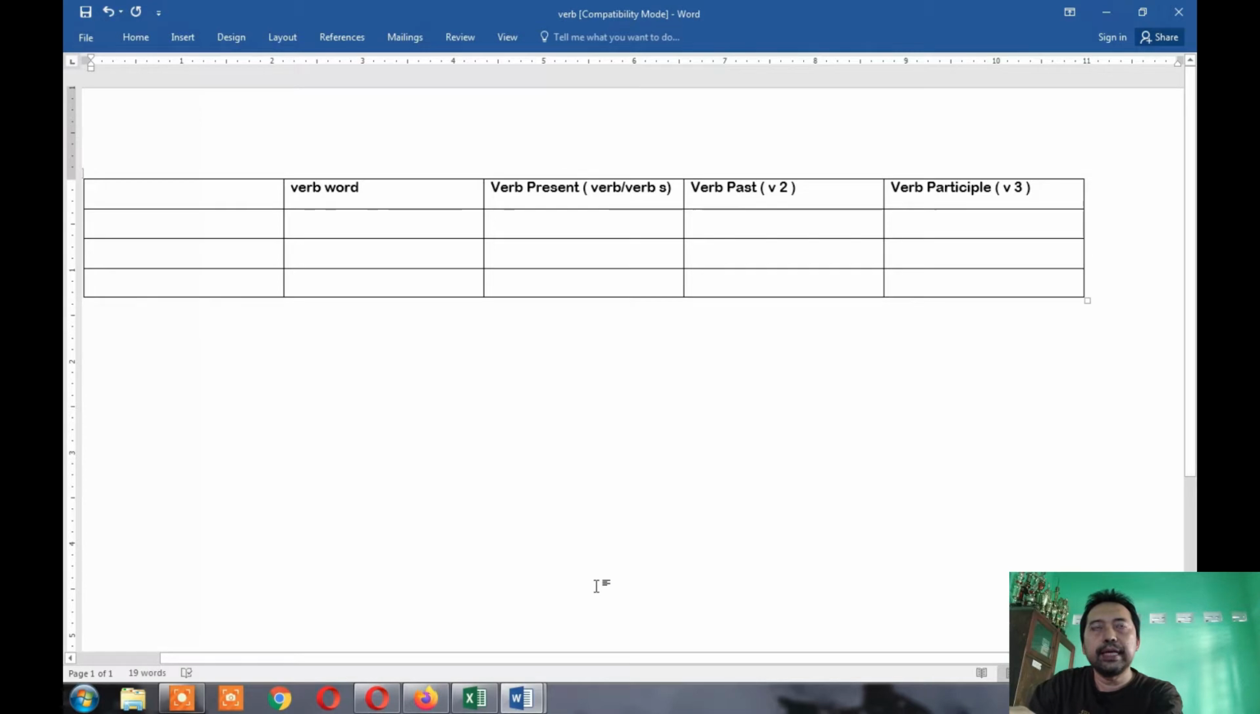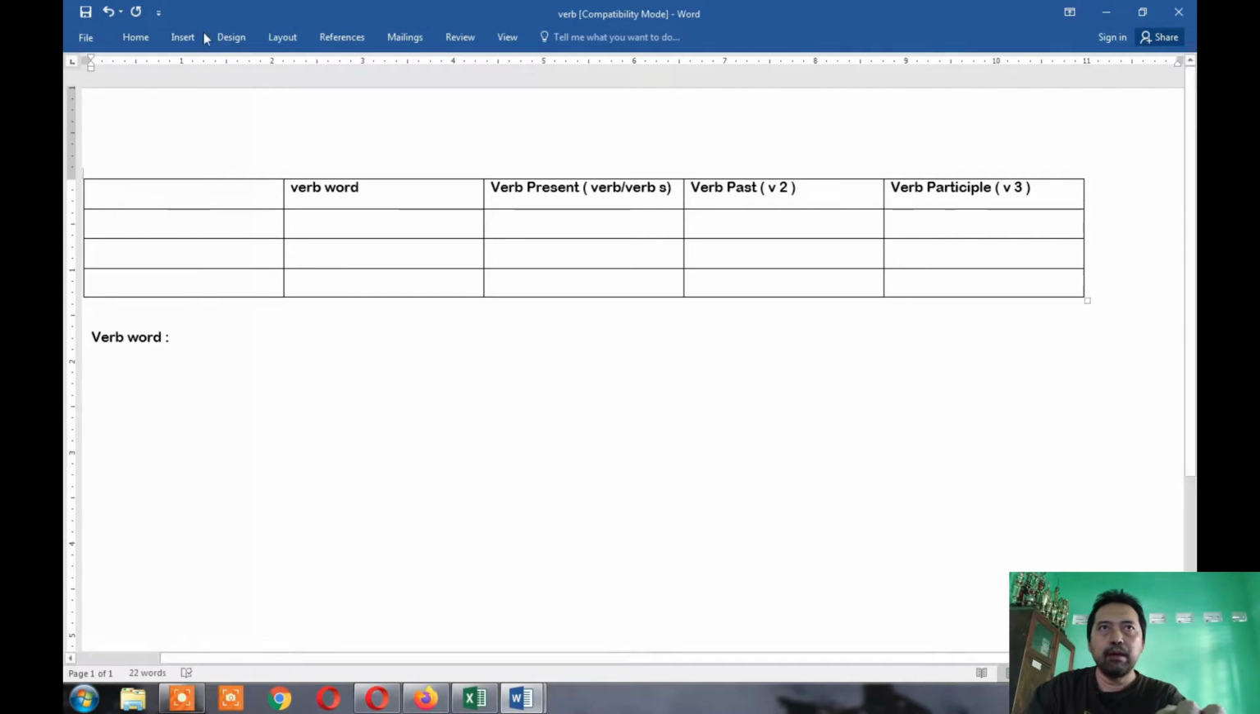Okay, let's try this. I would like to define the kinds of verb by: verb word, verb present, verb past tense, and then verb participle. Why is it verb word? And what is it? Verb word is a verb which is in its original form.